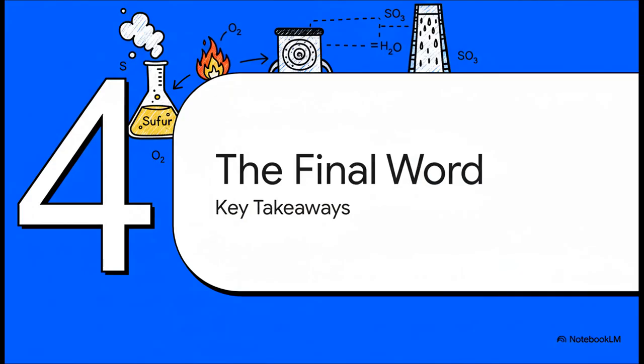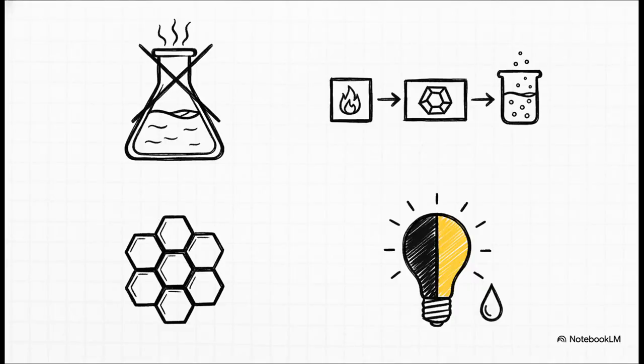So what a journey, right? From a raw element to a finished industrial powerhouse. Let's wrap things up with the final word on what we've just seen. Okay, quick recap of the whole trip. We started with this non-volatile acid, totally essential for industry. We learned it's made using that crazy efficient 3-step contact process.